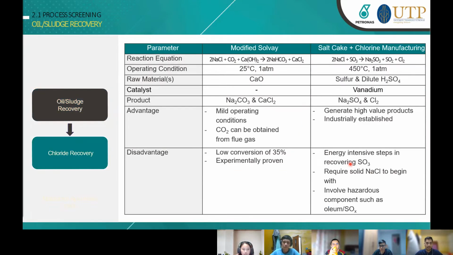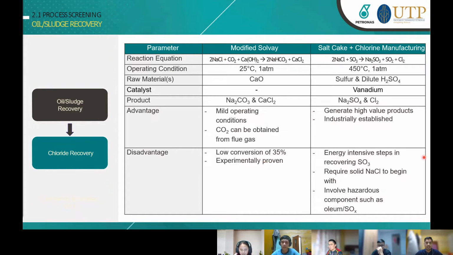Next is chloride recovery. The modified Solvay reaction occurs at ambient conditions, converting brine with carbon dioxide and calcium oxide to form soda ash and calcium chloride. The main advantages of this technology include mild operating conditions and that the CO2 can be obtained from the waste flue gas, which contributes greatly to a greener route since it is designed for carbon capture. However, the downsides are the low conversion of salt at 35%, which may be overcome by recycling, and that it has only been proven successful experimentally at lab scale.